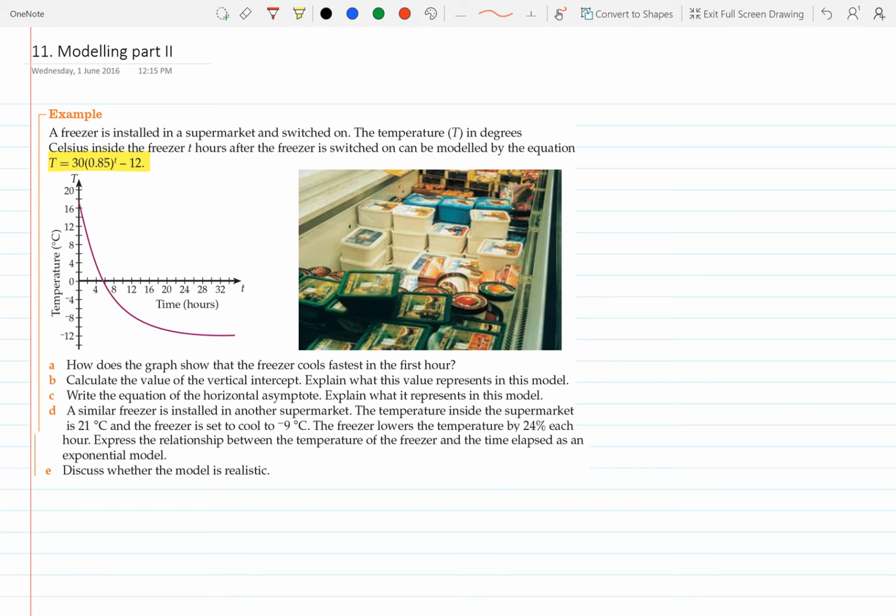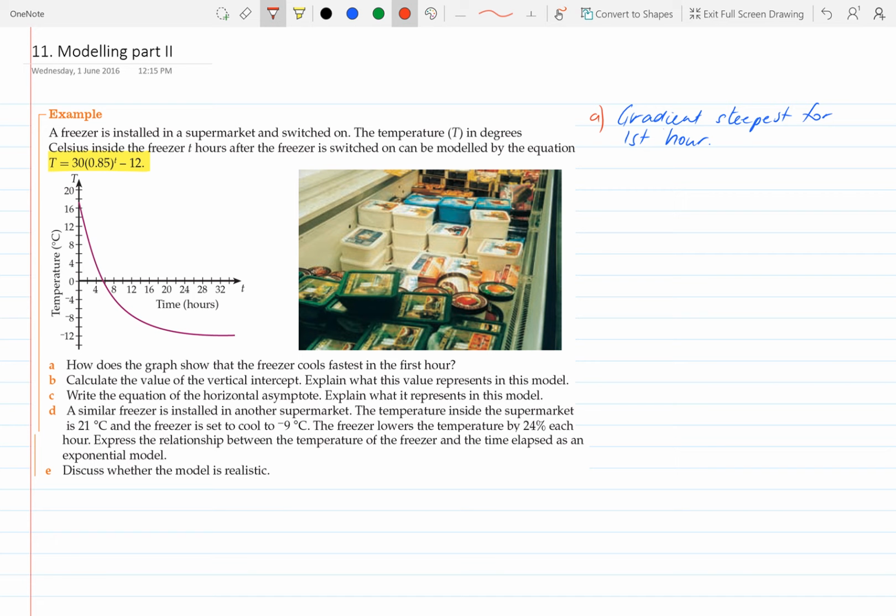So first question that we're answering, question A. How does the graph show that the freezer cools fastest in the first hour? Well, there's a couple of things. One thing is that the gradient is the steepest then. So that's one reason. And also we could actually calculate the values there, and we could see that the value drop in the first hour is bigger than any other drop.